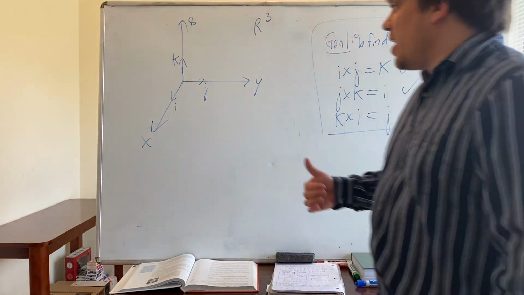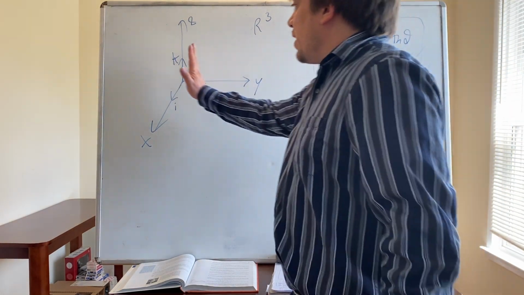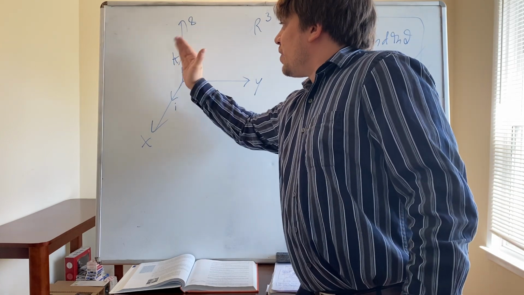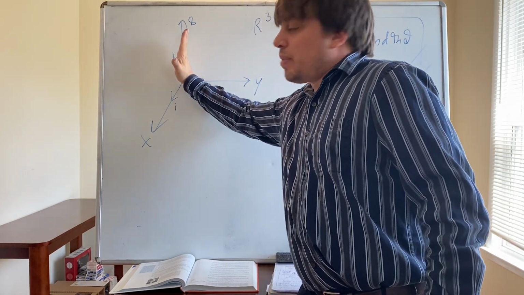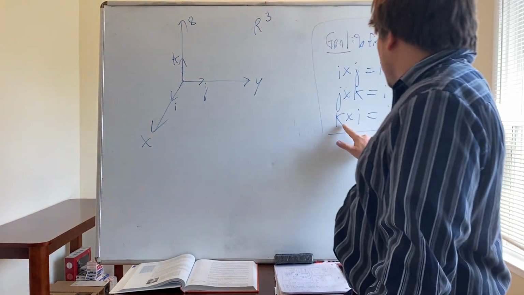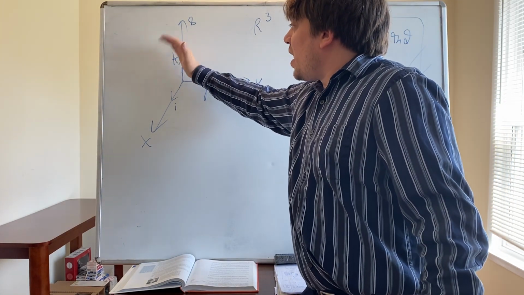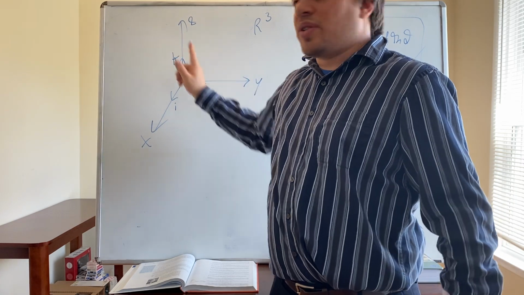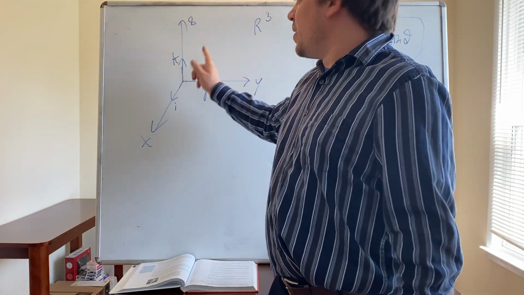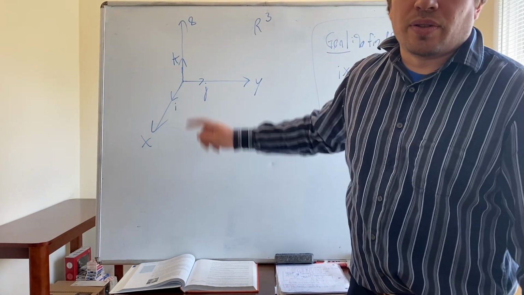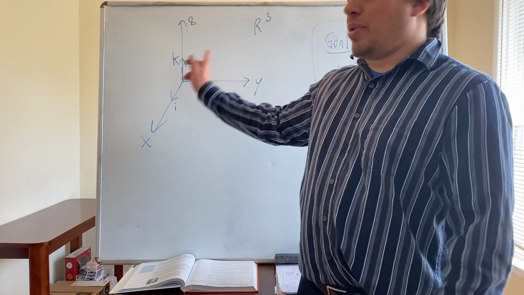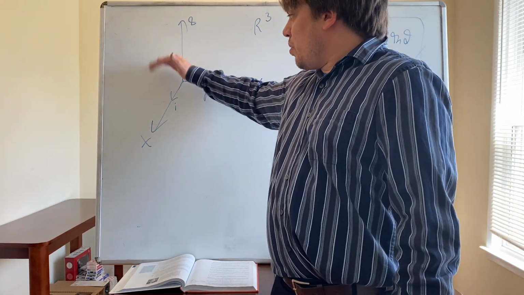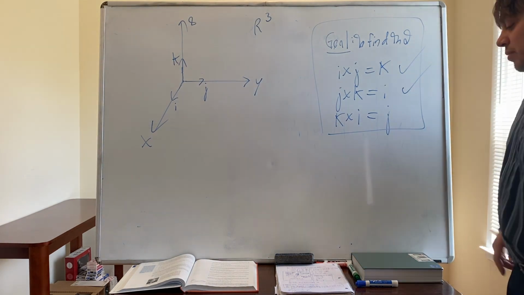Okay, k cross I. The other one was the hardest one. K cross I, if I start my 4 fingers pointed towards k, the first vector here, and then curl towards I, my thumb points out of the board. That means I'm moving in the positive direction of the third axis, which is the y-axis. And so j is a unit vector along the y-axis in the positive direction. So k cross I is j.